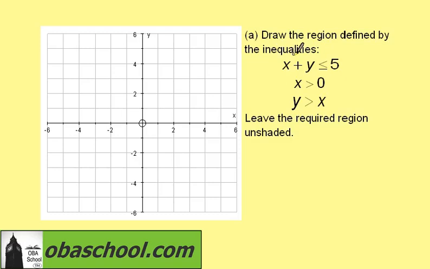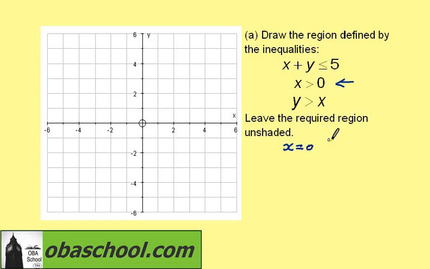We want to draw the region defined by the inequalities x plus y is less than or equal to 5, x is greater than 0, y is greater than x, and we want to leave the required region unshaded. This inequality is the easiest, so let's deal with that first.